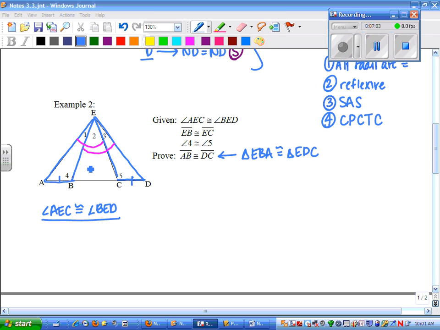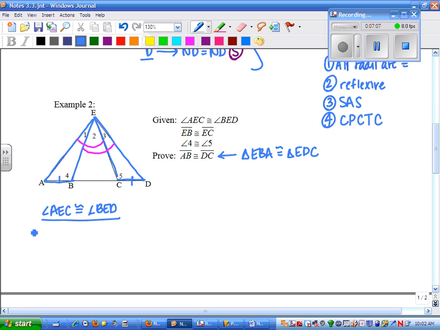So I could subtract angle 2. In order to subtract something, I need to make sure I'm writing it down. So from the diagram, I can say angle 2 is congruent to itself. If I take out angle 2, I'm left with angle 1 congruent to angle 3. And that is an angle inside my triangle, so that's my first A.